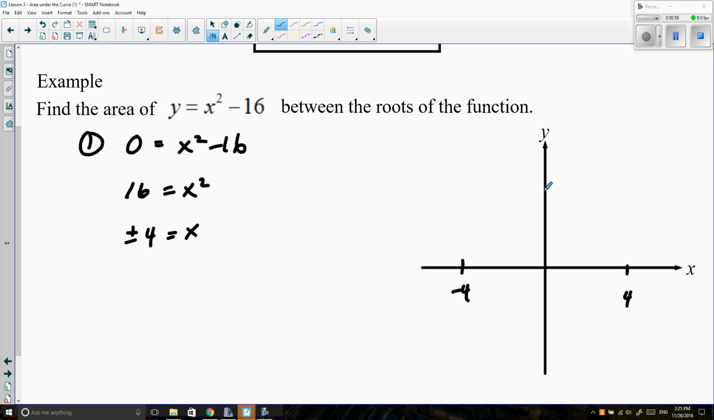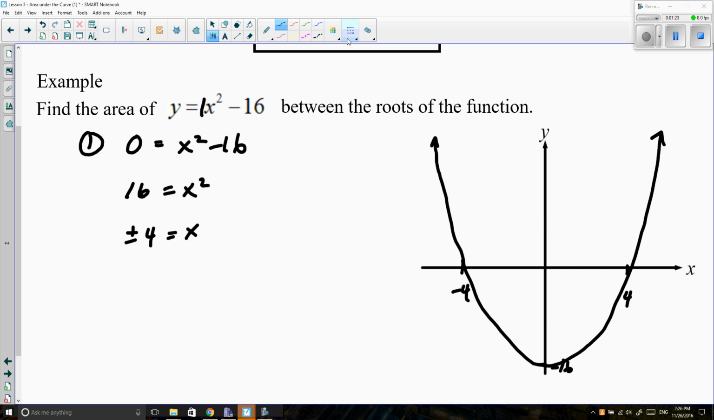So it looks like it's symmetrical about the y-axis. And what's the y-intercept going to be? The y-intercept is when x is equal to 0. So 0 in this place will give a y-intercept of negative 16. So obviously not really drawn to scale, but what we should expect here is a parabola that opens up because your a value is 1. And so I'm just going to nicely try to draw a nice graph here. Okay, that's good enough. So here's my parabola. We want to find the area between the curve and the x-axis between the roots. So we want to find out what this region is.